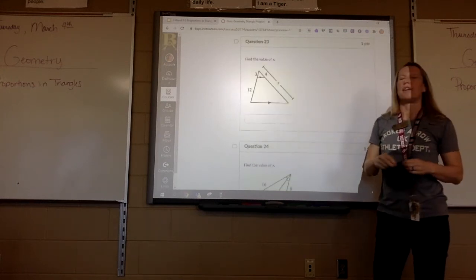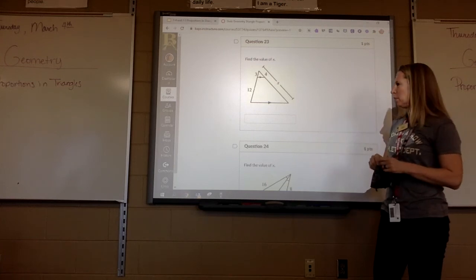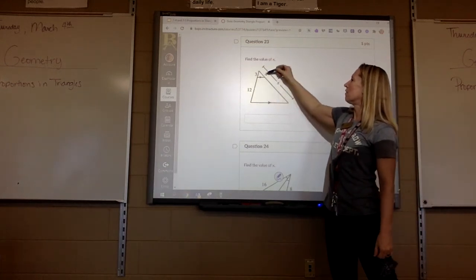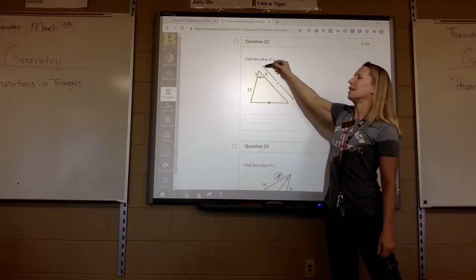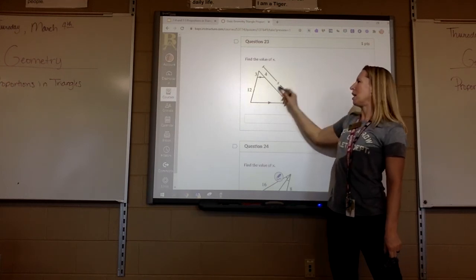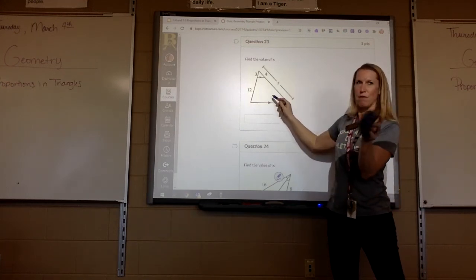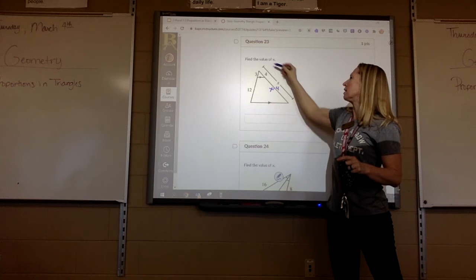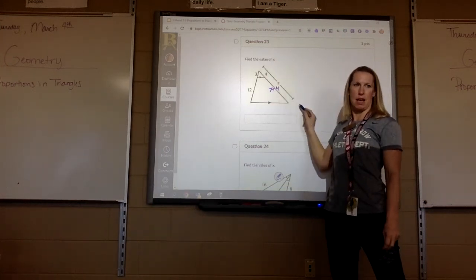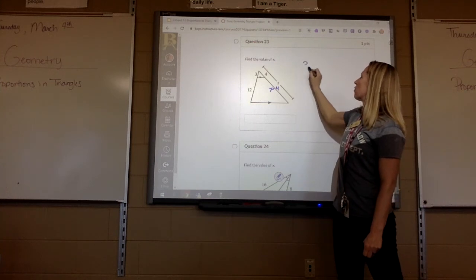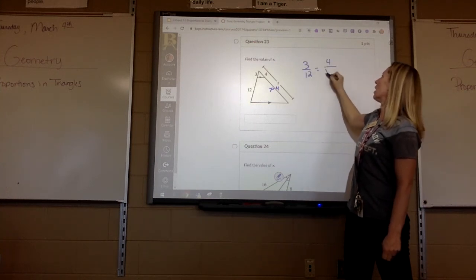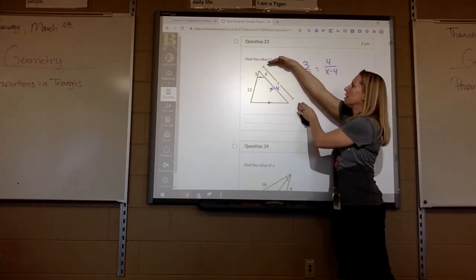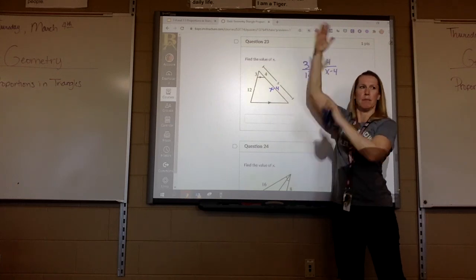Look at 23 real quick, because I always have students mix this one up. So on 23, I would do 3 over 12 and then 4 over something. Notice the entire length is x. I always have people do 4 minus x, but it's not 4 minus x on this one. It's x minus 4, because the whole thing is x this time. So you do 3 over 12, 4 over x minus 4. So it's always the big piece minus the littler piece. Big minus little.